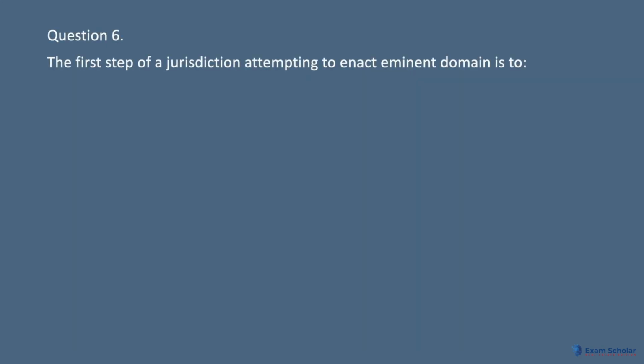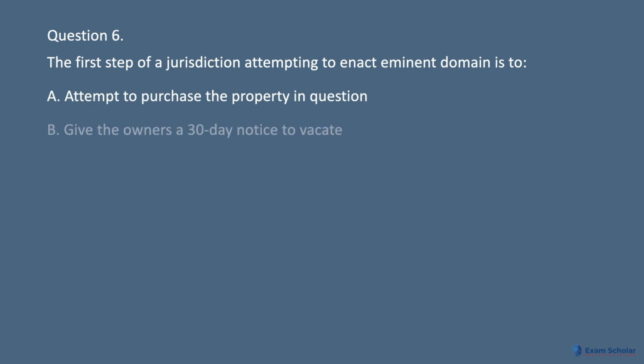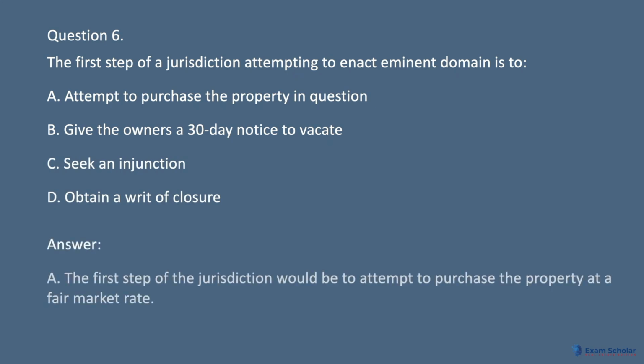Question 6. The first step of a jurisdiction attempting to enact eminent domain is to A. Attempt to purchase the property in question. B. Give the owners a 30-day notice to vacate. C. Seek an injunction. D. Obtain a writ of closure. Answer. A. The first step of the jurisdiction would be to attempt to purchase the property at a fair market rate.